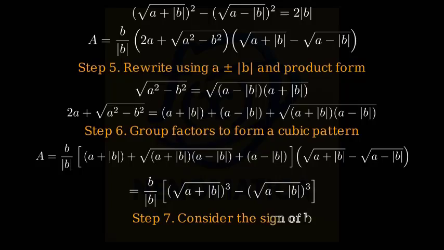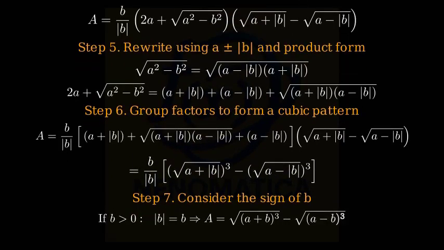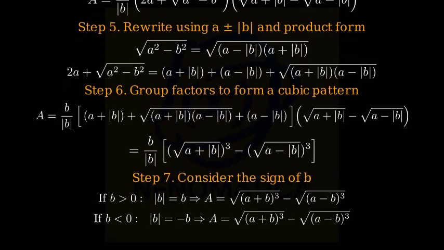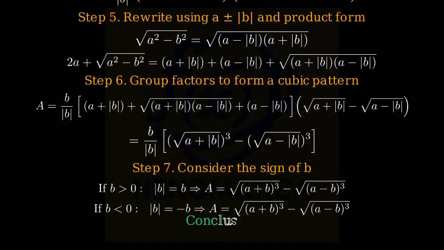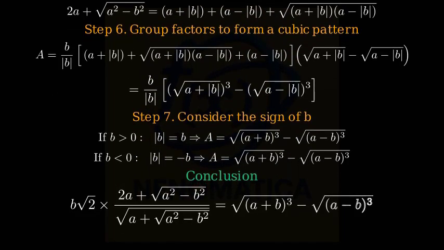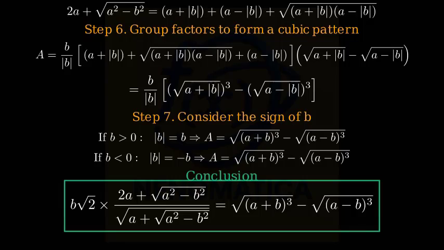Finally, analyze the sign of b. If b is positive, absolute b equals b. If b is negative, absolute b equals negative b, and the order of terms flips, giving the same final expression. Therefore, for a greater than the absolute value of b, the identity holds exactly as required.